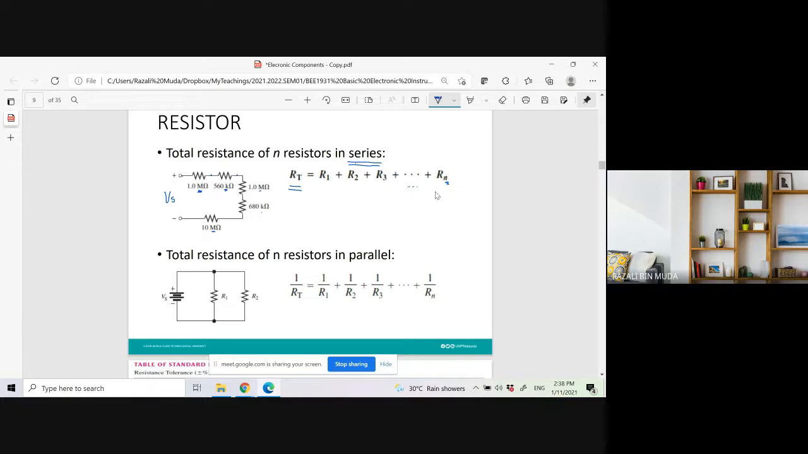Okay, ini calculate sajalah. Okay, for total resistance of resistors in parallel, so ini parallel lah. R1 parallel dengan R2, parallel dengan R3, parallel dengan Rn sampai N lah. So semua ni ialah 1, 2 connecting pada node yang sama.